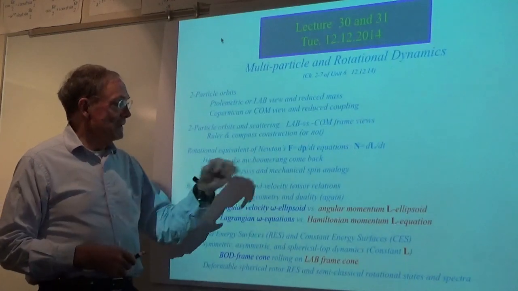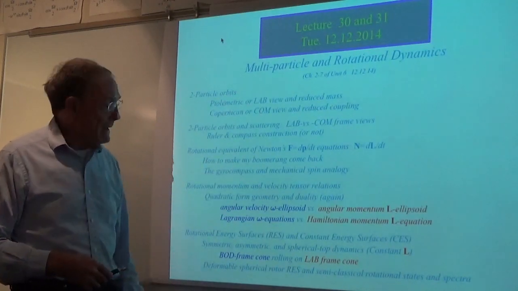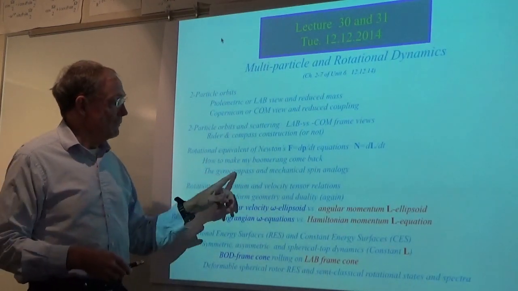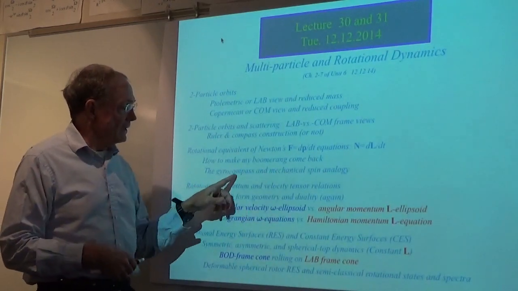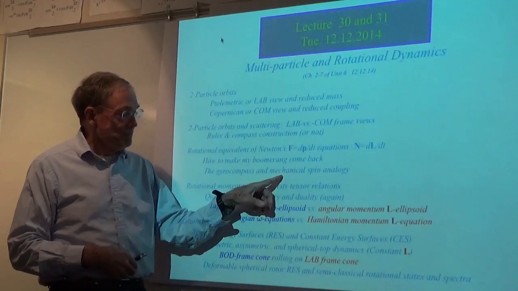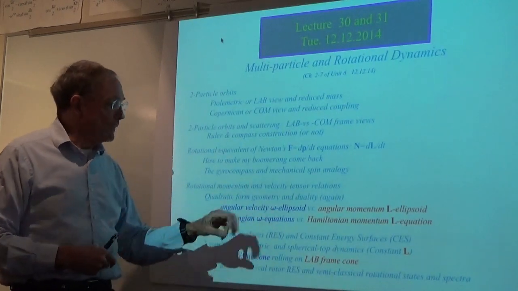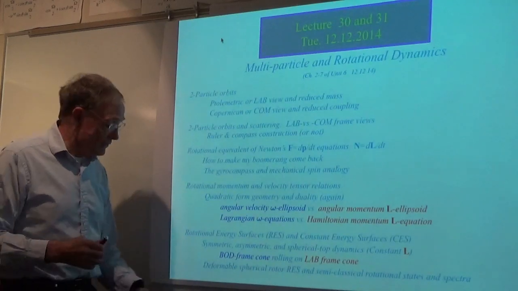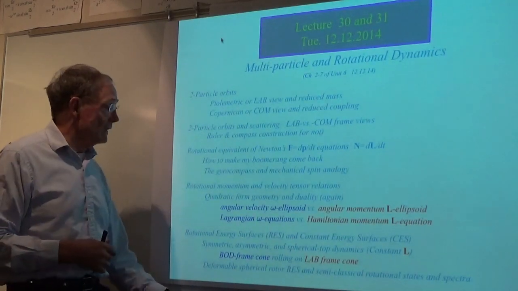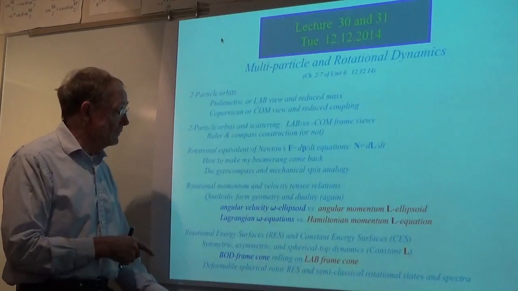And then I'll show you how to make your boomerang come back, and also we'll make use of our Euler machine to show a mechanical analog gyro compass, which is a mechanical analogy for spin. We mentioned that earlier when we were doing other angles, but I didn't show it on the tape, so we'll do it today.